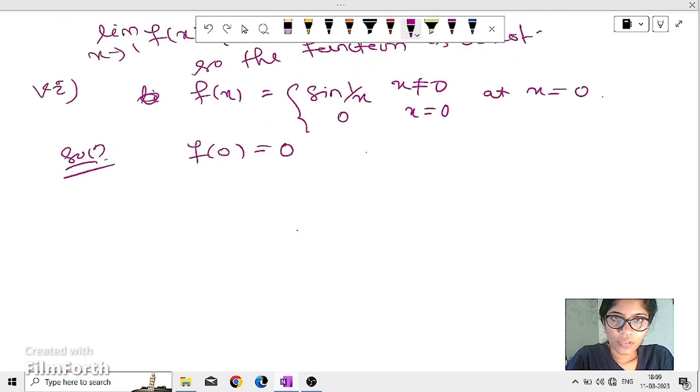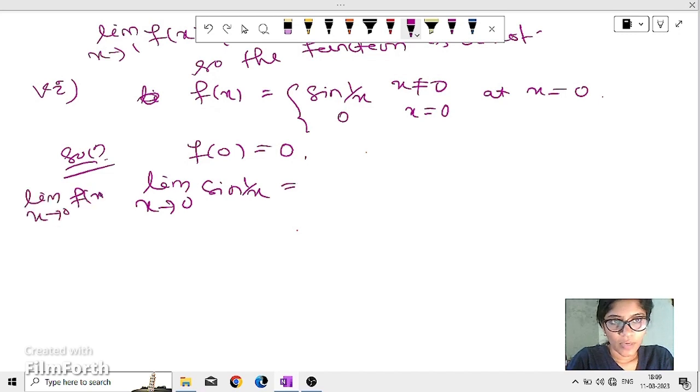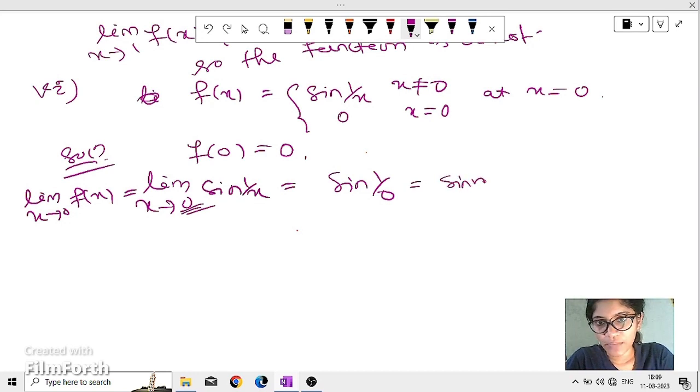Given f of 0 is equal to 0. Limit x tends to 0 of sin 1 by x. The value of the function is the limit x tends to 0 of f of x, which is equal to this. So here we put x equal to 0, which gives sin 1 by 0, which is sin infinity.